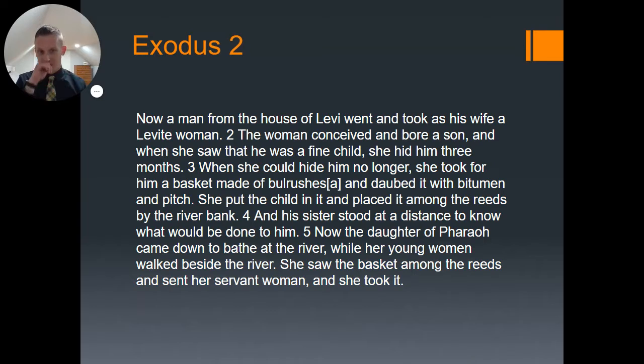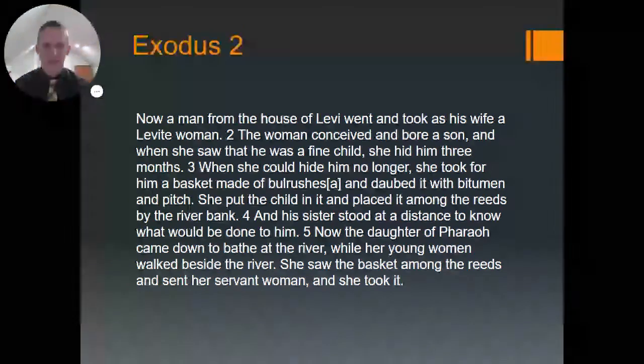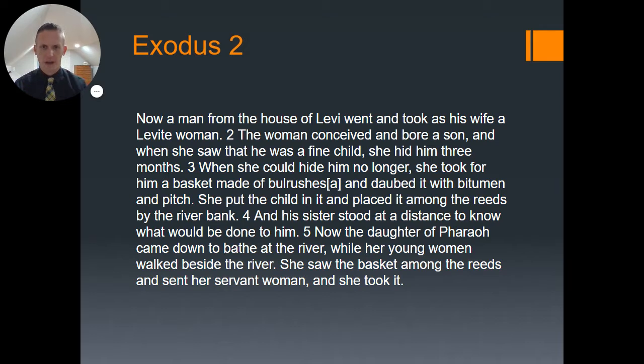Now, a man from the house of Levi went and took as his wife a Levite woman. The woman conceived and bore a son, and she saw that he was a fine child. She hid him 3 months. When she could hide him no longer, she took for him a basket made of bulrushes, and daubed it with bitumen and pitch, and she put the child in it and placed it among the reeds by the riverbank. And his sister stood at a distance to know what would be done to him.